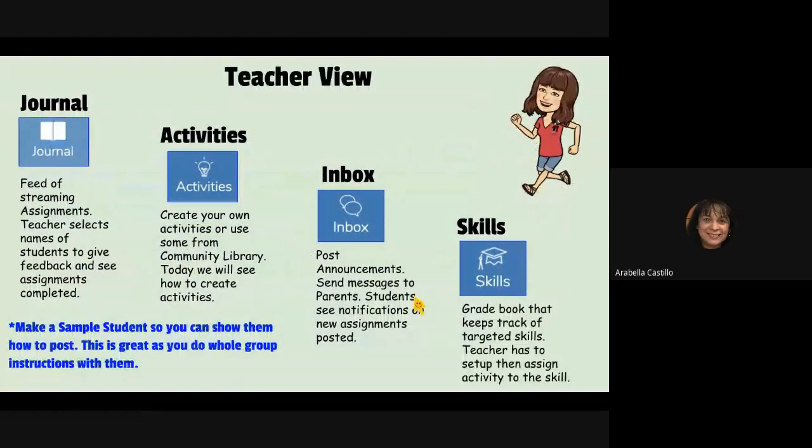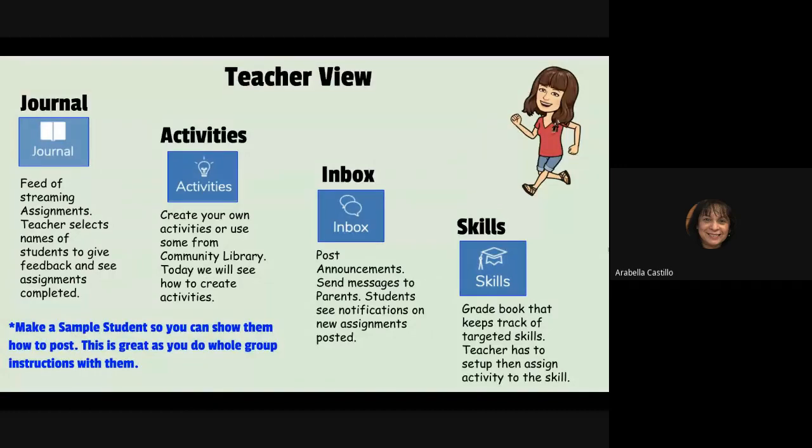So this is what the teacher view is going to look like. The difference is, as you'll see in the student view on the next slide, they're not able to see the skills. So you have 4 different tabs, which we'll refer to as the teacher dashboard. In there you'll have 4 tabs: the journal tab, the activities, the inbox, and the skills.